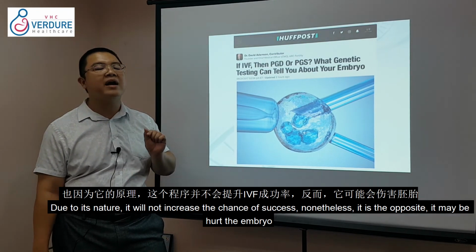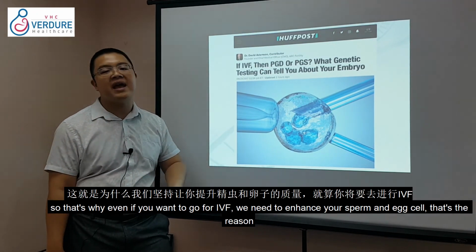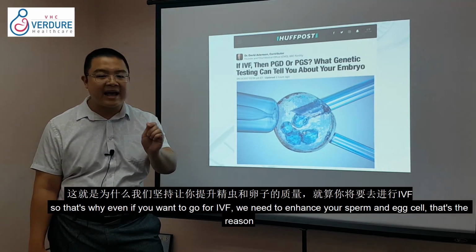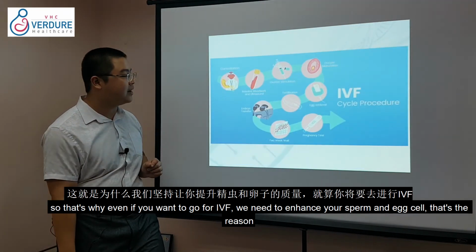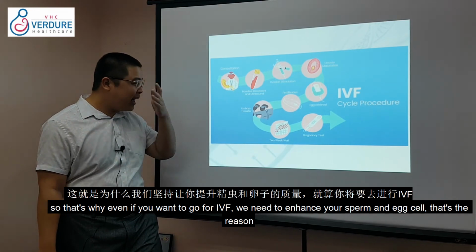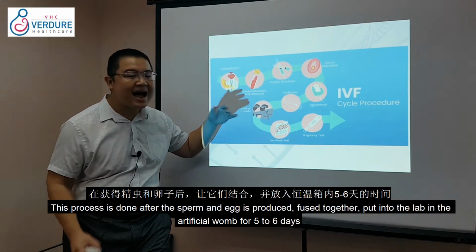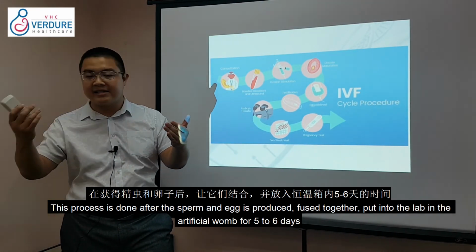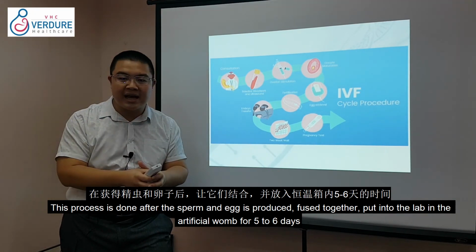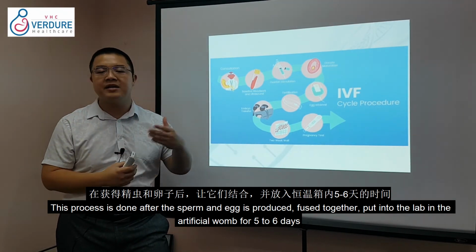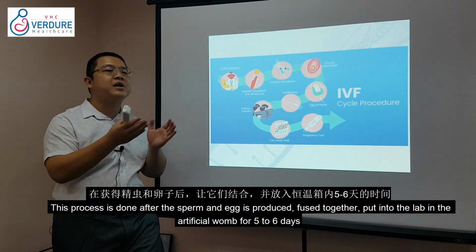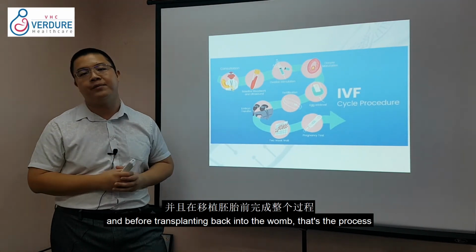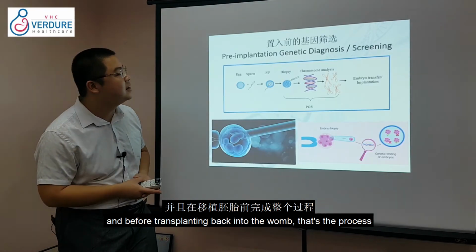So that is why even if you want to go for IVF, we need you to enhance your sperm and the egg cells. That is exactly the reason. Okay, so this process is done after the sperm and the eggs have been produced, fused together, and put into the lab in the artificial womb for around 5 to 6 days, before transplanting it back into the womb. Okay, so that is the process.